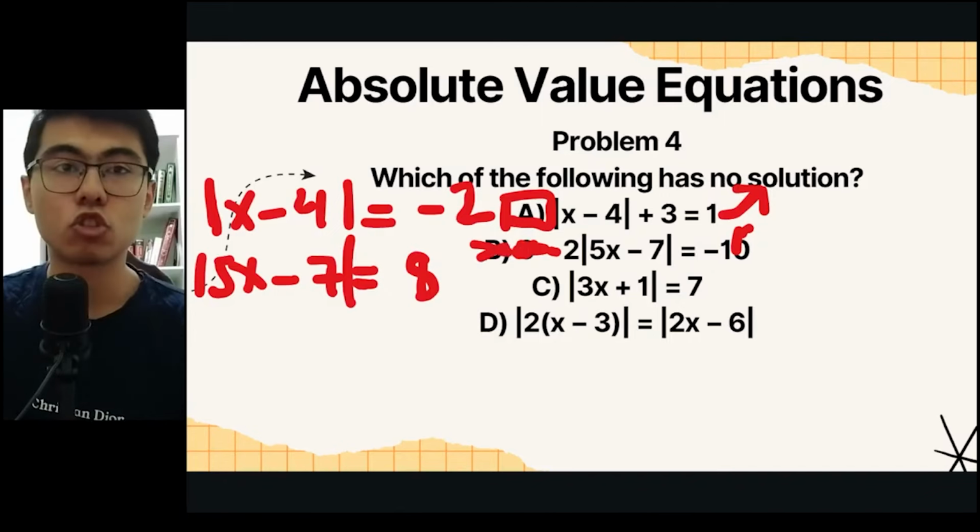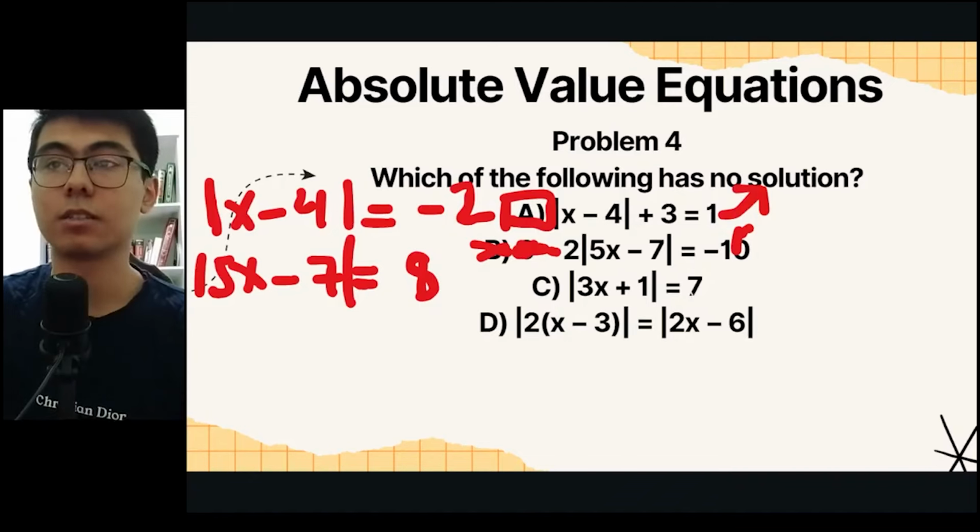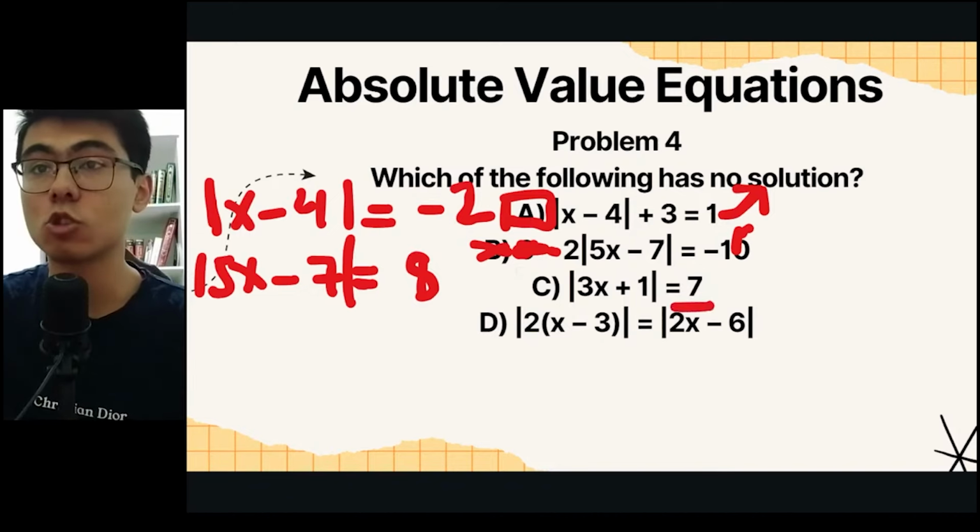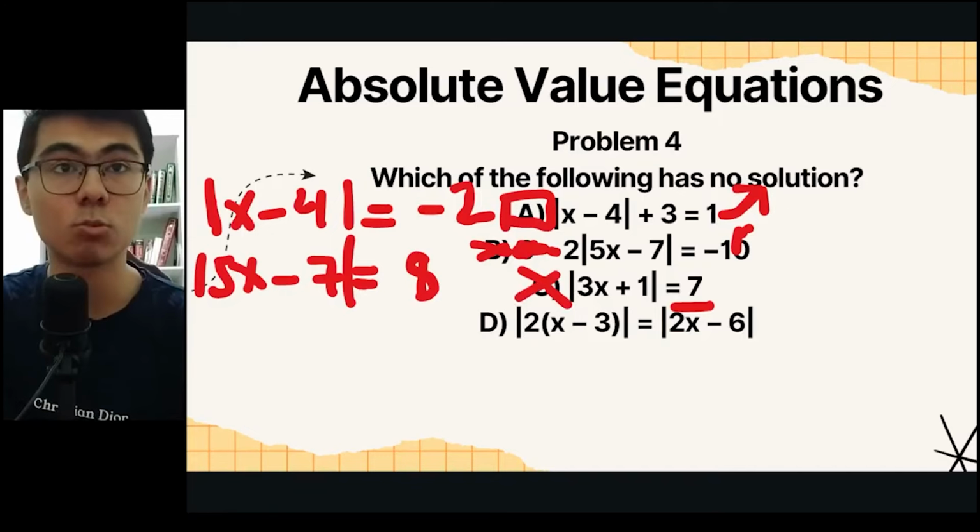Now let's look at choice C. |3x + 1| = 7. As you can already see, 7 is a positive number, so it also has 2 solutions. So we can remove C as well.